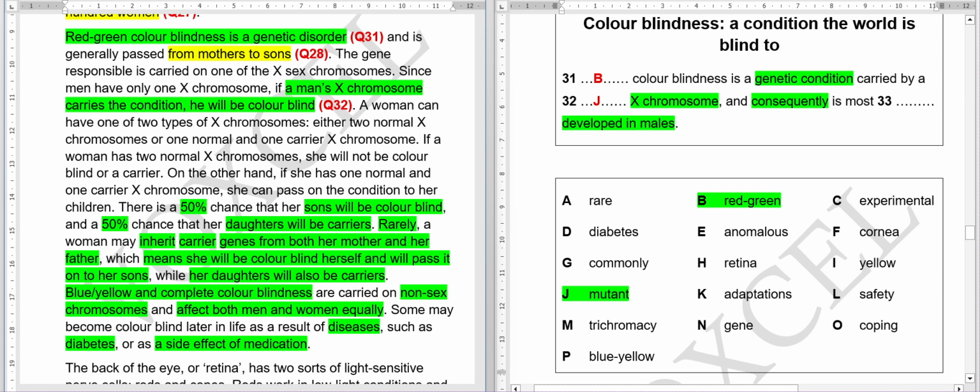Now 33: "and consequently ... is most ... developed in males." So yeah, this is our location. Even for this, we have to understand this particular sentence to find out the answer. And for this again, you have around 10 seconds. That time starts now.